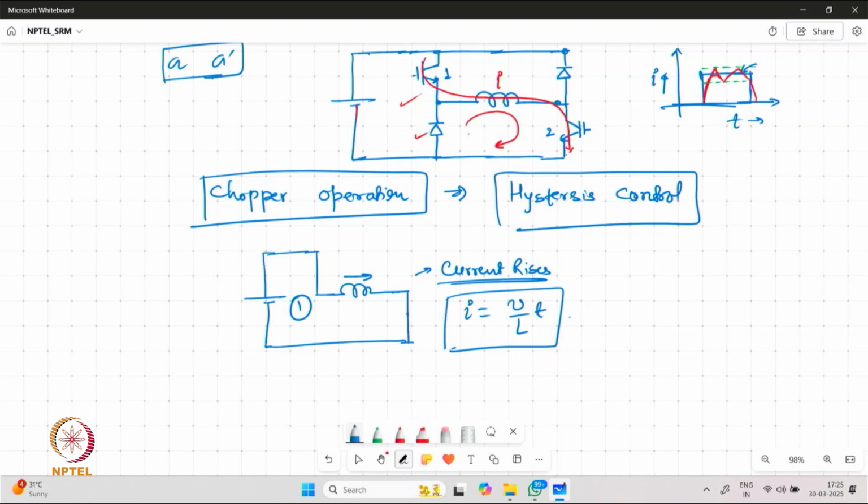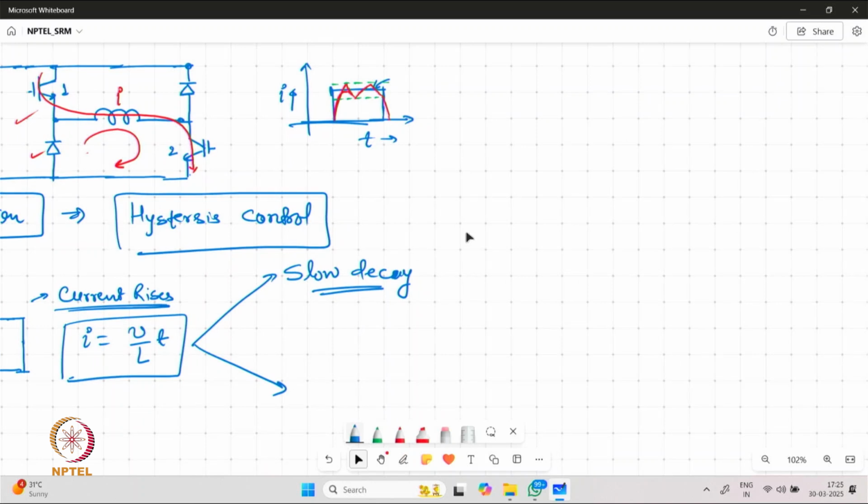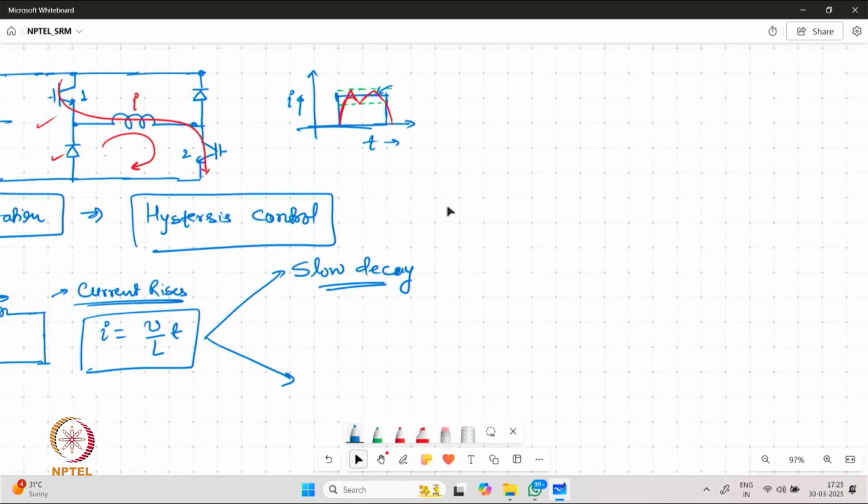Now from here we have two options of controlling this current within the band. We can go for something known as slow decay of current, which means that we are not forcing a quick decay of current from the upper limit to lower limit. We are not forcing a quick decay, but we are providing the current sufficient time so it can decay very slowly, and whenever it comes to the lower boundary, we'll again go back to mode 1.